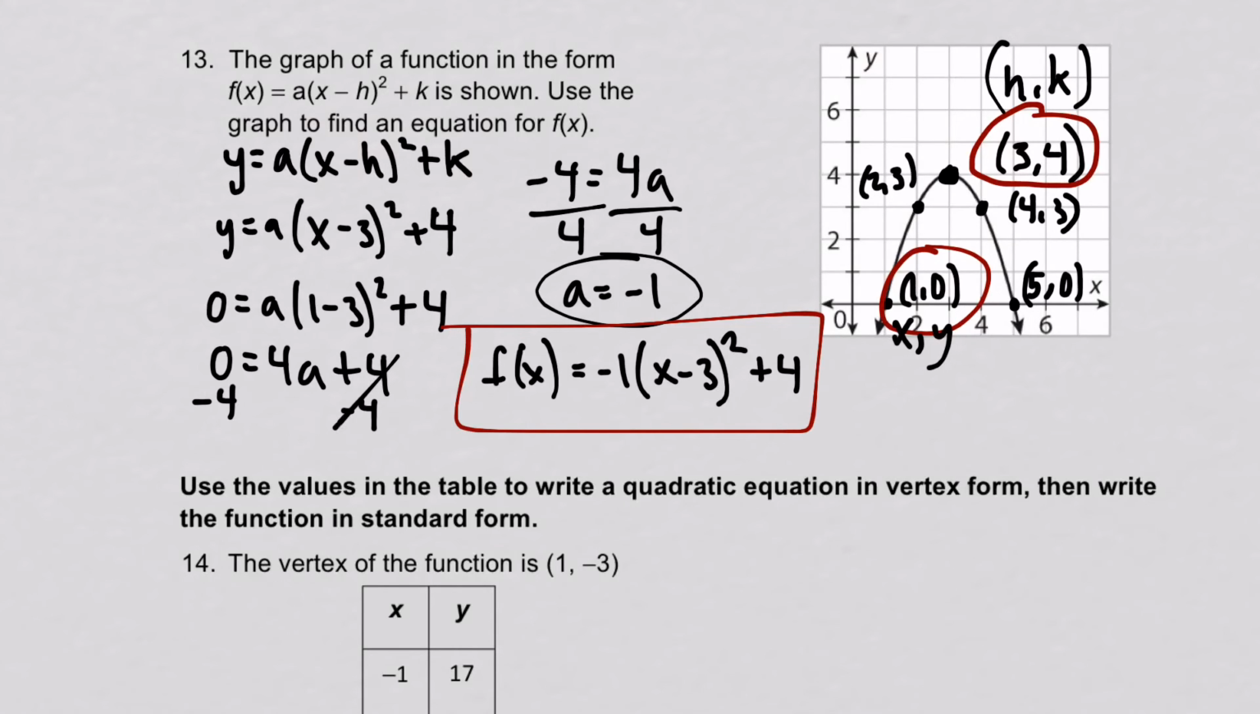Of course, since it's negative 1, you could simply write it as negative, and then the quantity x minus 3 squared. You don't actually have to write the 1. But it makes it clear if I actually show it there.